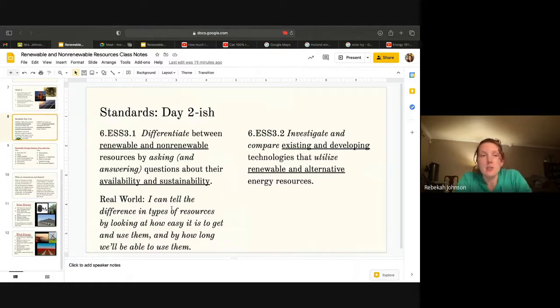All right, so now we get into 6.ESS3.2. Again, I've italicized our verbs, our doing words, so we know what we're supposed to be doing. And I have underlined any vocabulary that I think might be new to you. So here we have investigate and compare.